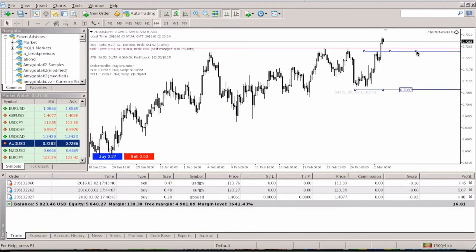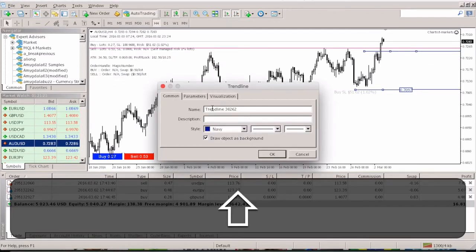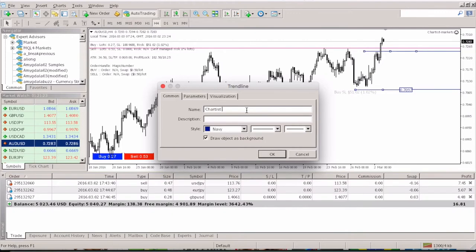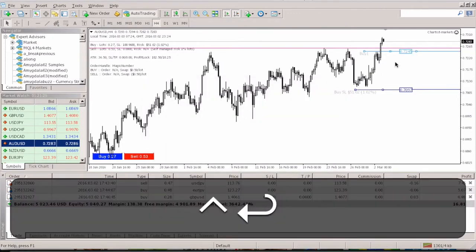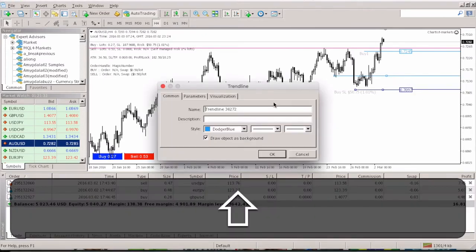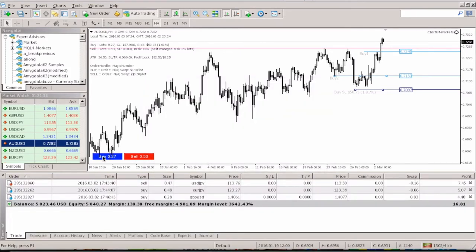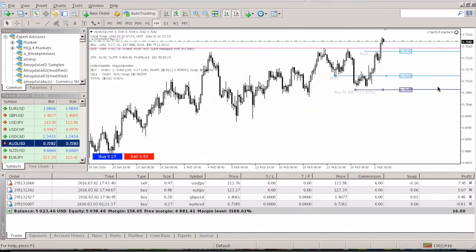But it seems there's a possibility of a retracement, so we want to buy at the previous resistance, the broken resistance. We also place another buy order at the previous support level. Chartist buy 2. Now we just press the buy button.